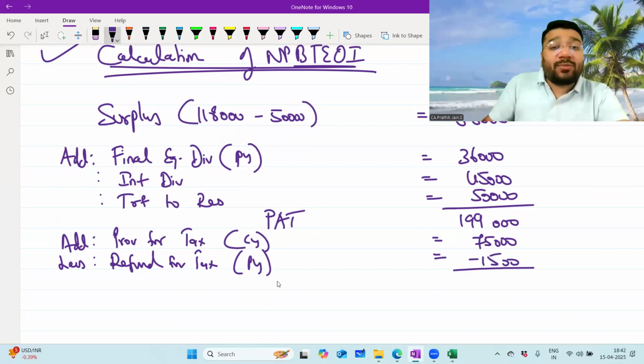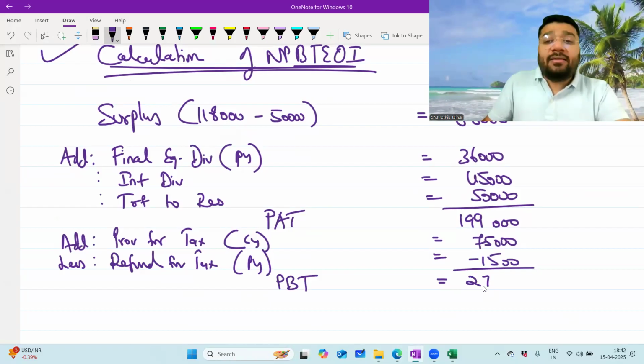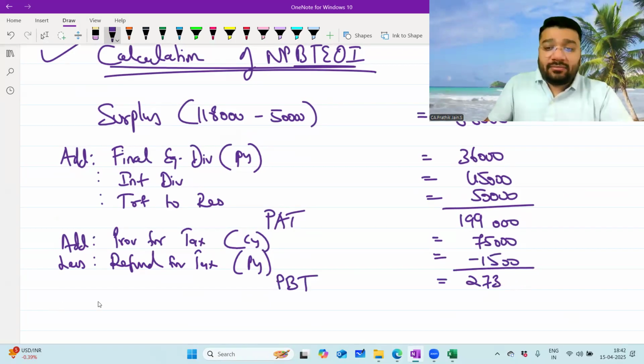Balance. And this is called what? Net profit before tax. How much? 2 lakh 73,000. Then 72,500.